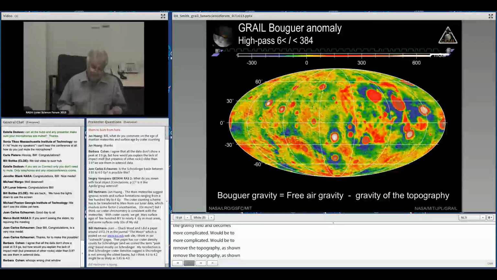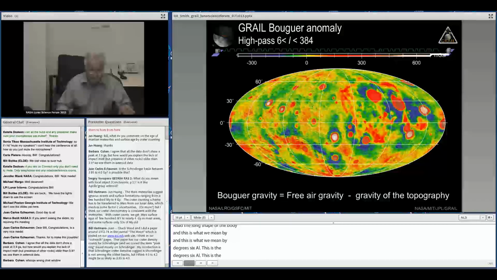Now, this is a high bandpass filter. We've removed the long wavelength shape of the body, etc. This is what we mean by degree 6 to 384. And this is the anomalous field that we're trying to explain and what we're very interested in.